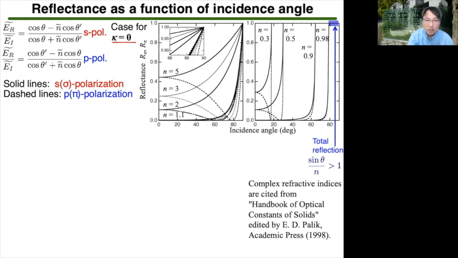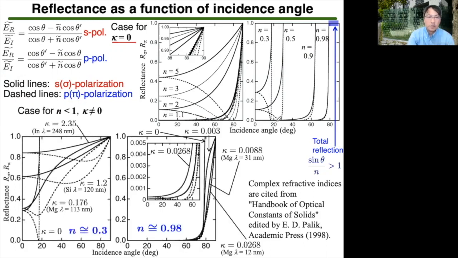At which the reflectance becomes 0 if kappa is 0. The reflectance is higher for the S polarization than for the P polarization, except for theta of 0 and 90 degrees. I showed the other simulation including the realistic value with n less than 1, but kappa not equal to 0, as shown here.